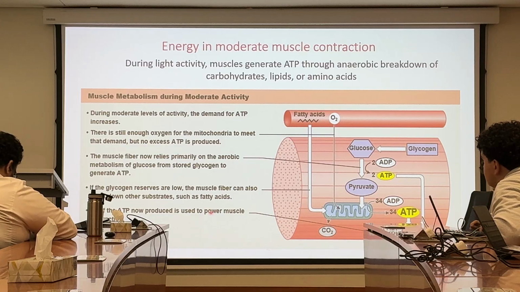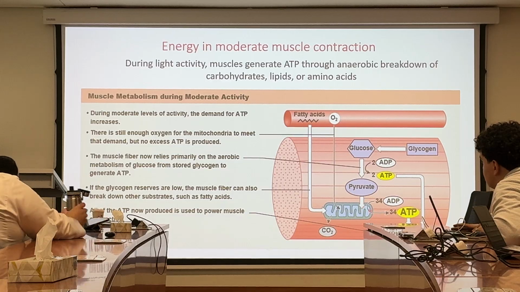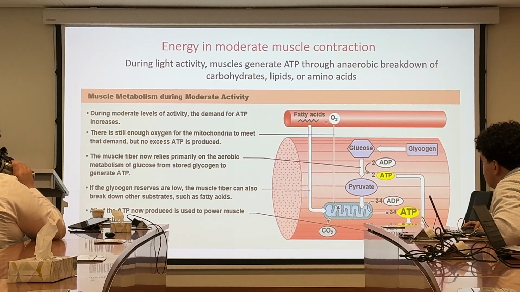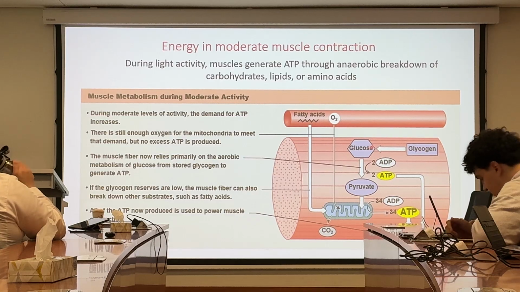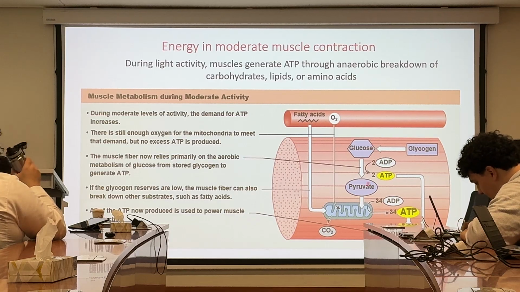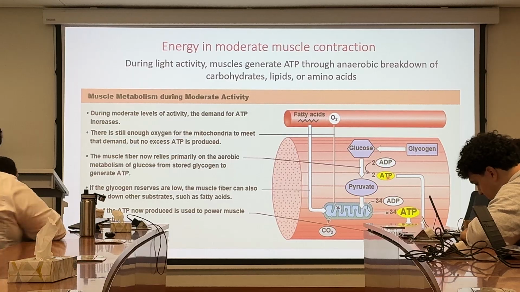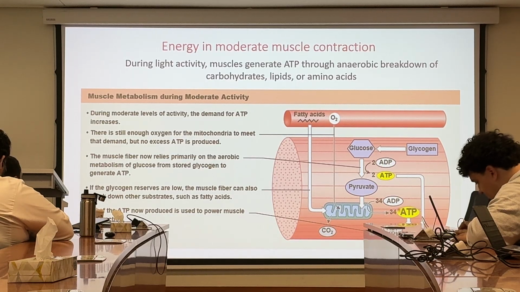So, what happens in moderate muscle contraction? Again, in moderate muscle contraction, you're still using fatty acids that come in, you have sufficient oxygen available, you use the glycogen. Now the arrow is the other way, the glycogen is giving you glucose, the glucose is giving you pyruvate, you've got some ATP there, and because there's sufficient oxygen, you get sufficient ATP from oxidative phosphorylation, and all of that is going towards muscle contraction.